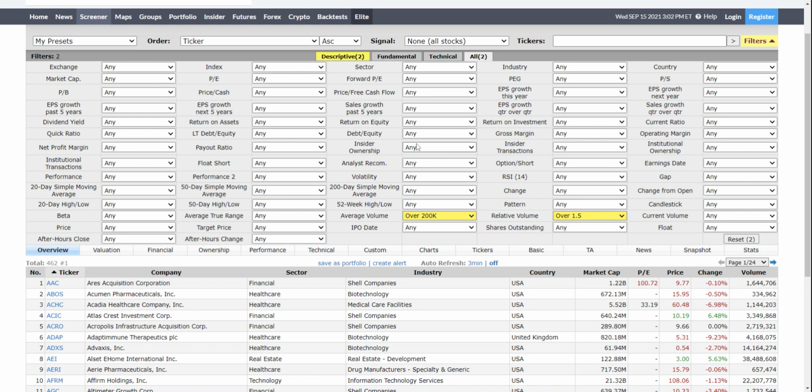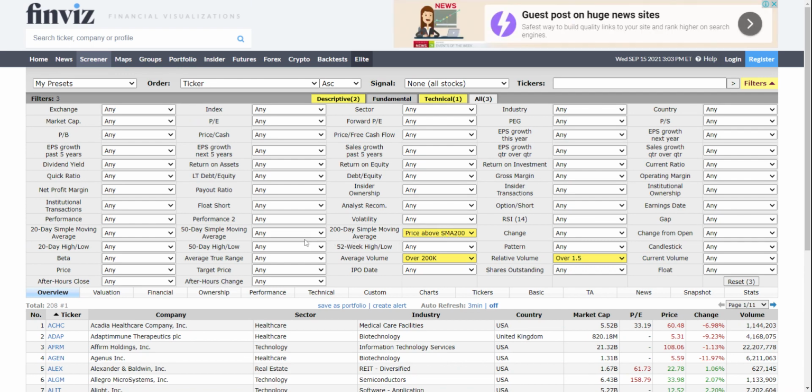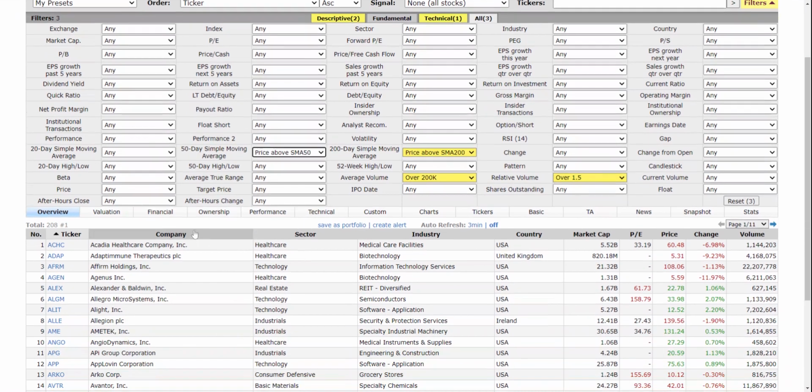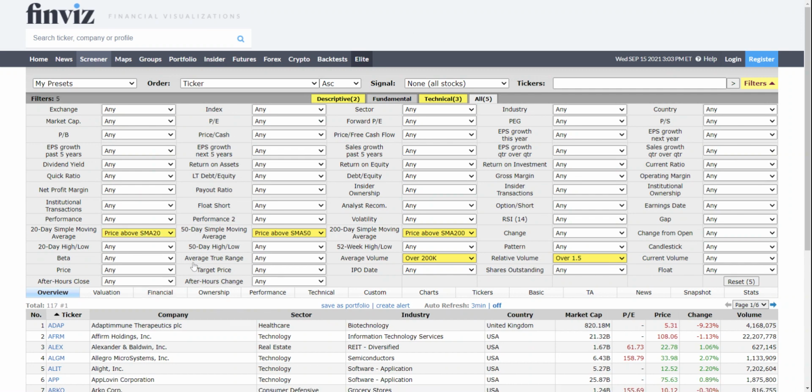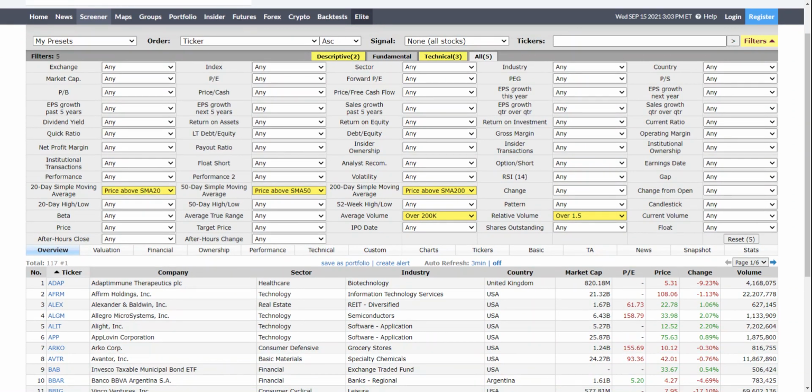The next thing I really want to do is find a stock that is in an uptrend. We're going to be taking a look at the 200-day simple moving average, and we put it at price above SMA200. Then we go with the 50 moving average, again, the price above SMA50. And lastly the 20-day simple moving average, which is the daily average of the last 20 days, 50 days, and 200 days. With that, again, the price above SMA20, we are left with 117 stocks.